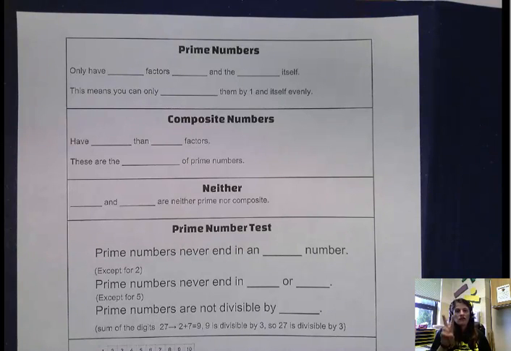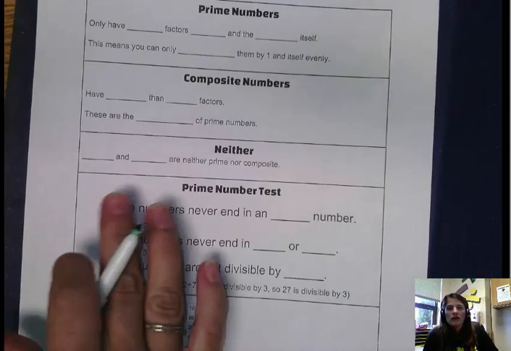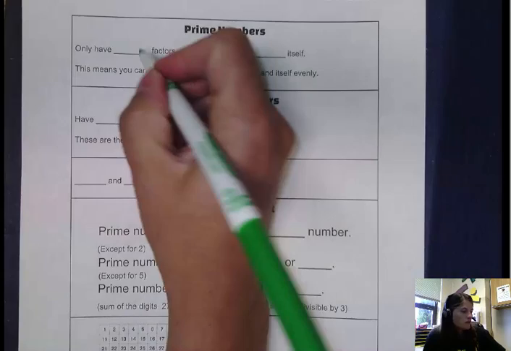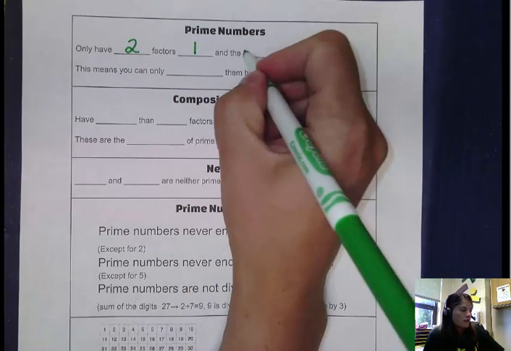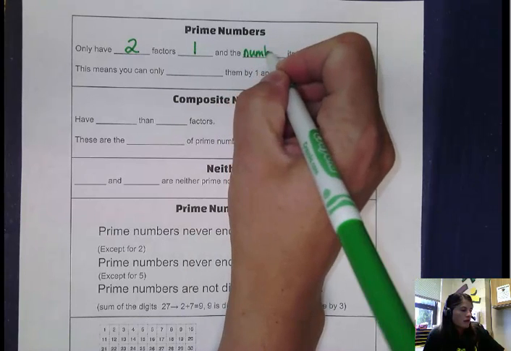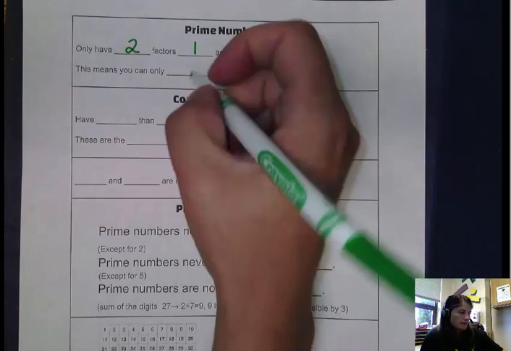Prime numbers have only two factors, 1 and the number itself. Okay? So prime numbers have only two factors, 1 and the number itself. And what this means is that you can only divide them by 1 and itself evenly.